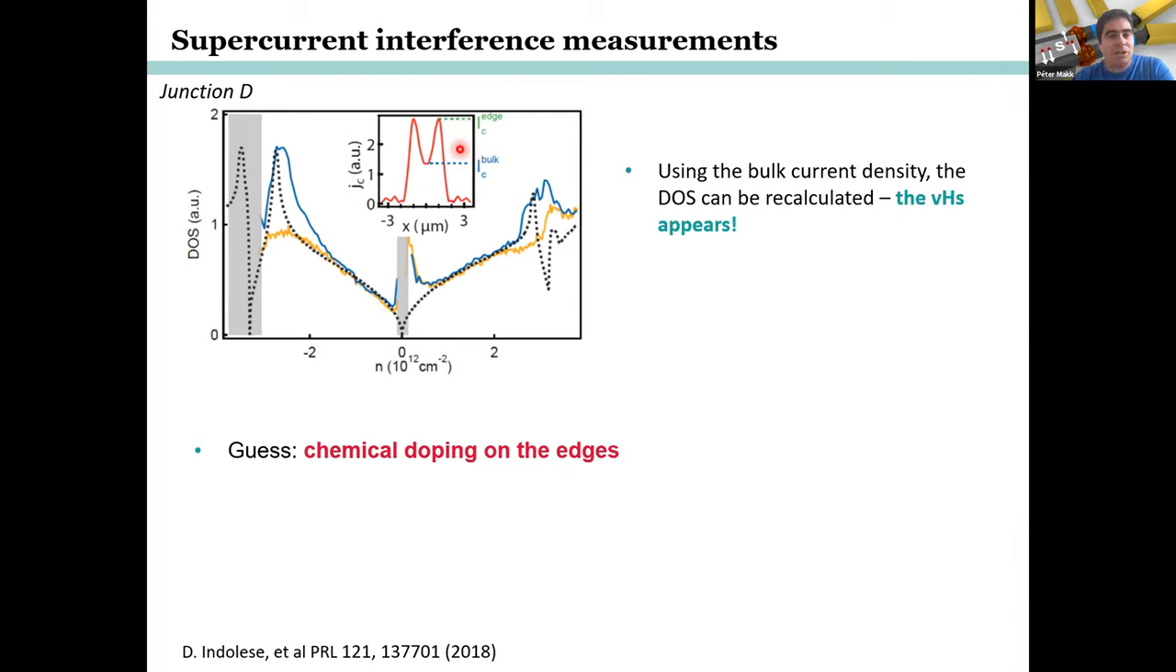My take on this edge current is rather that it's not something topological. I think it's an experimental procedure that, for example, when you fabricate the junctions, you etch them and maybe you introduce edge doping. I would like to believe that it's something topological, but I think nothing really points in this direction. So this is something which I think we are not the only ones seeing, that sometimes there's more edge current in graphene, but this is something which you have to take care of, for example, when you extract the density of states.